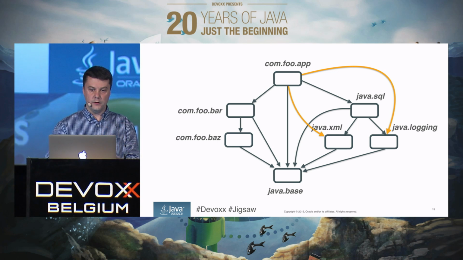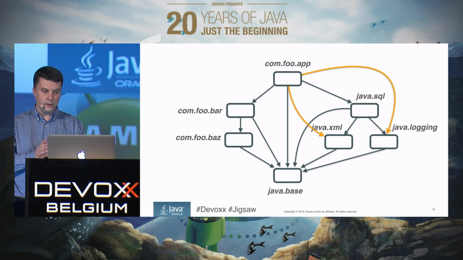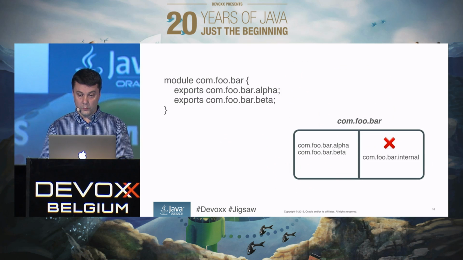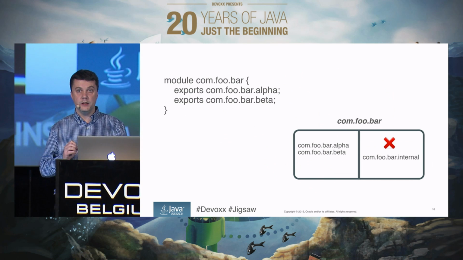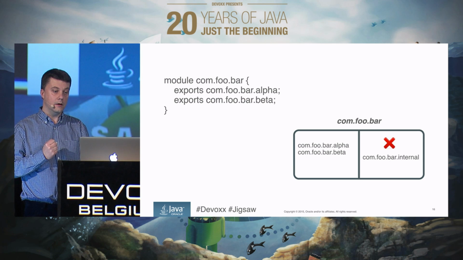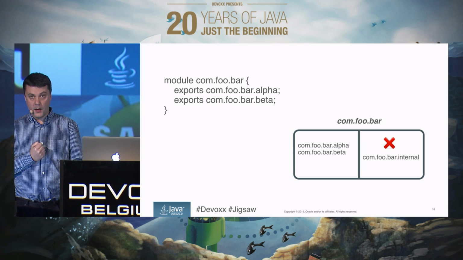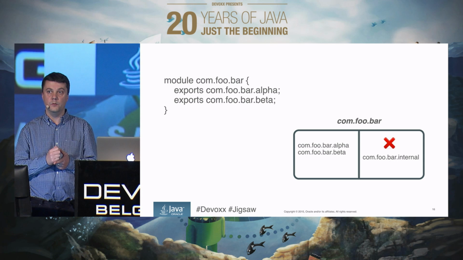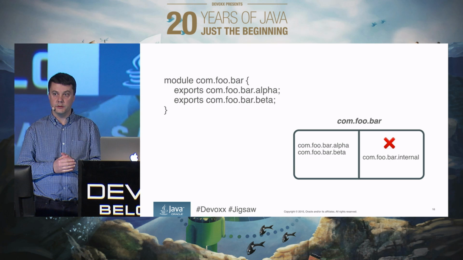So that's requires and readability. I now want to introduce the other part of the solution, which is encapsulation. So I want to introduce now the exports. In addition to having requires clauses, a module can also declare the API packages that it exports. In our confu bar module, we have it exporting 2 packages, confu bar alpha, confu bar beta. Any of the other packages that are in that module are not exported.